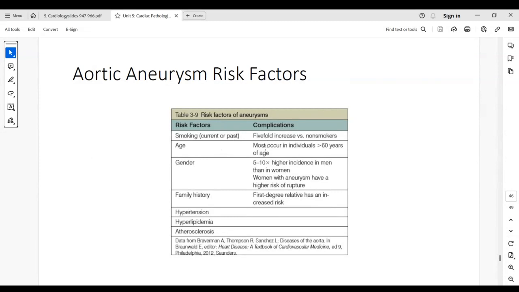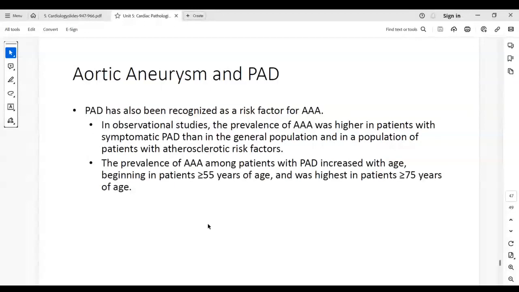Okay, so for aortic aneurysm risk factors: smoking, current or past, five-fold increase versus non-smokers. Age, most common in individuals above 60 years of age. Gender, it is 5 to 10 times higher incidence in males than in women. Women with aneurysm have a higher risk of rupture. So it is more common in males, but if a woman has an aneurysm, she has a higher risk for rupture. Family history, first degree relatives have an increased risk. Hypertension, hyperlipidemia, atherosclerosis, these are all risk factors.